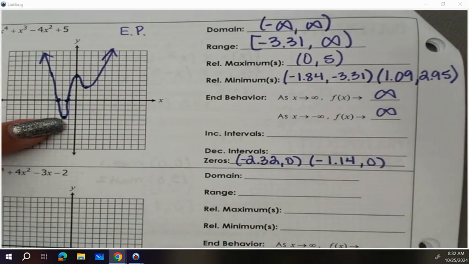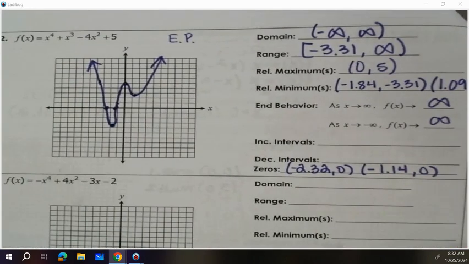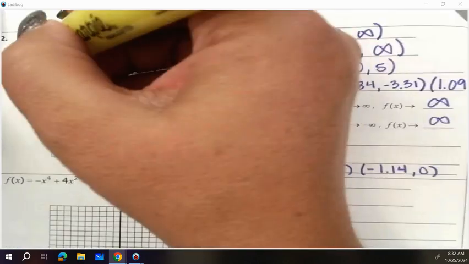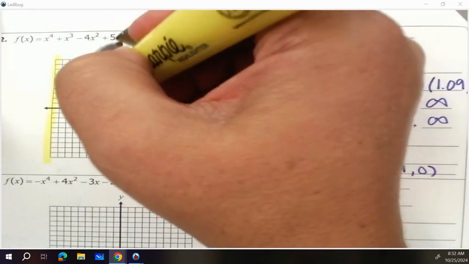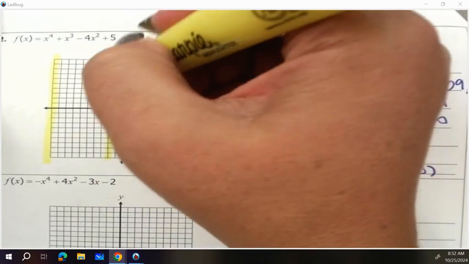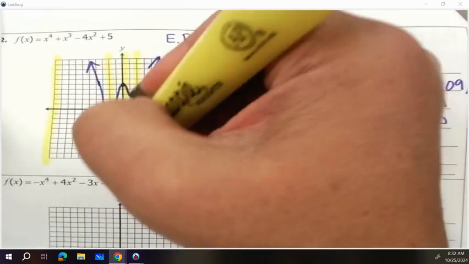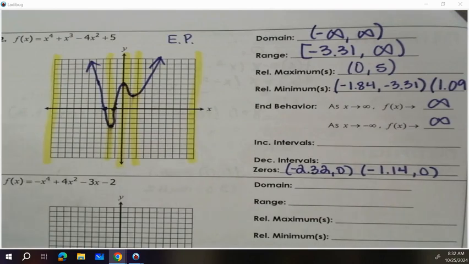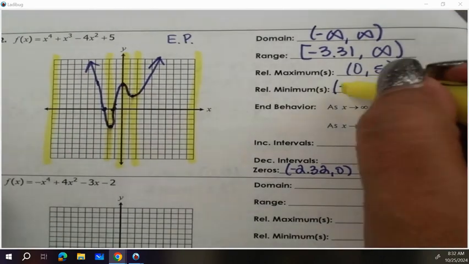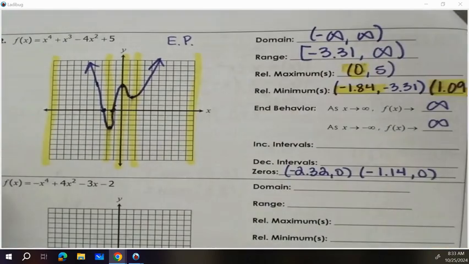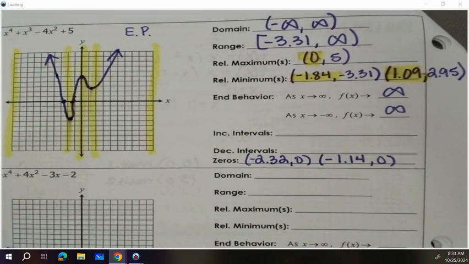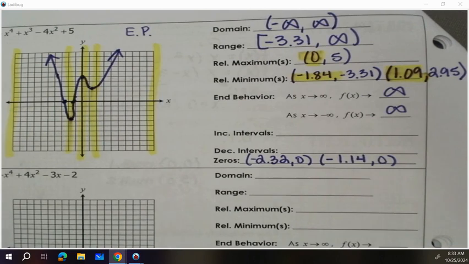Now let's do increasing and decreasing intervals. And here's what I like to do on increasing and decreasing, guys. I like to divvy it out based off of my turning points. So there, to there, to there, to there, and then positive infinity. So my turning points, remember, I only worry about the x's, okay? I'm only worried about the x's. So come over there and highlight them even over there if you need to.